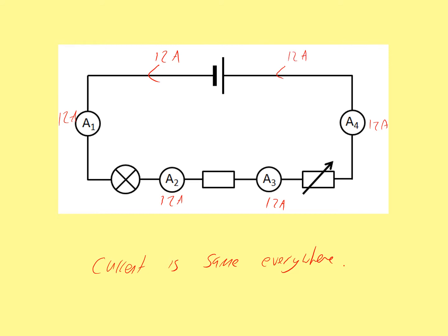Current is the rate of flow of charge. It's the amount of coulombs every second. And using the model, these peas can't go anywhere. If there's 12 peas passing this point up here every second, then there's going to be 12 peas passing every point in a second. Otherwise, you'd end up getting a build-up of peas somewhere, or a big gap. You can't have that. So for a series circuit, current is the same everywhere, and that's because the peas just can't go anywhere. They're in a closed loop. They're in a circuit.